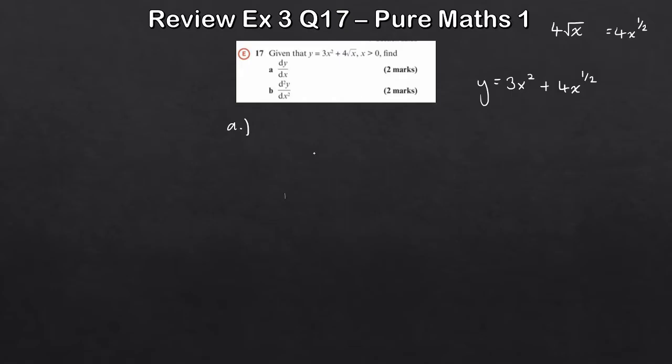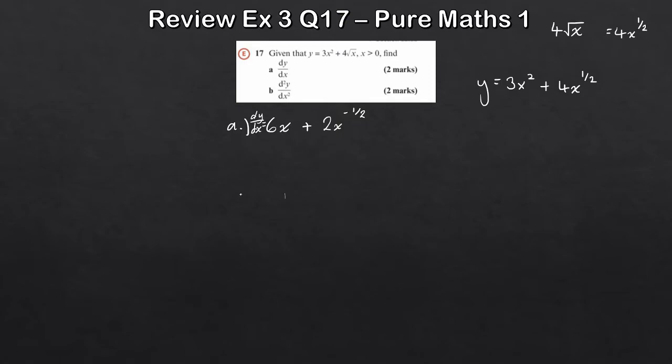So finding dy by dx now, if we differentiate this, well, 3 times 2 is 6, take 1 off the power, so that's just 6x to the 1. I should have written dy by dx. So dy by dx. Make sure yours isn't quite as crammed as mine on your exams. So 6x, and then 4 times a half, so that'll just divide 4 by 2, so that'll be 2, plus 2x, and then subtract 1 off your power. So a half minus 1, that's the same as minus a half, like that.